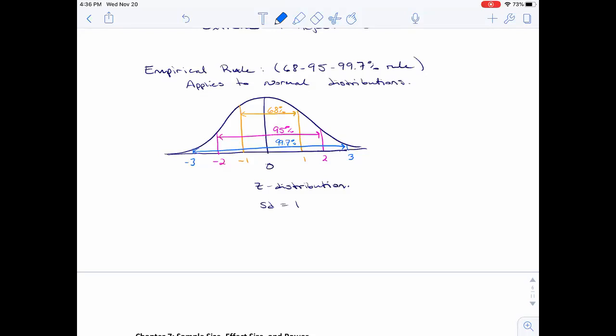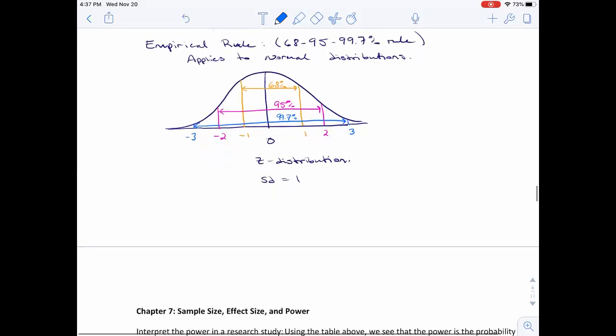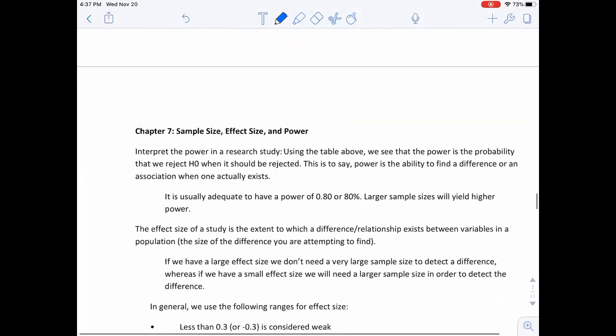Like I said, it applies to any normal distribution with any mean, any standard deviation. We've just boiled it down to the standard normal, the Z distribution. I guess you could calculate your Z score, but nah. You don't have to.